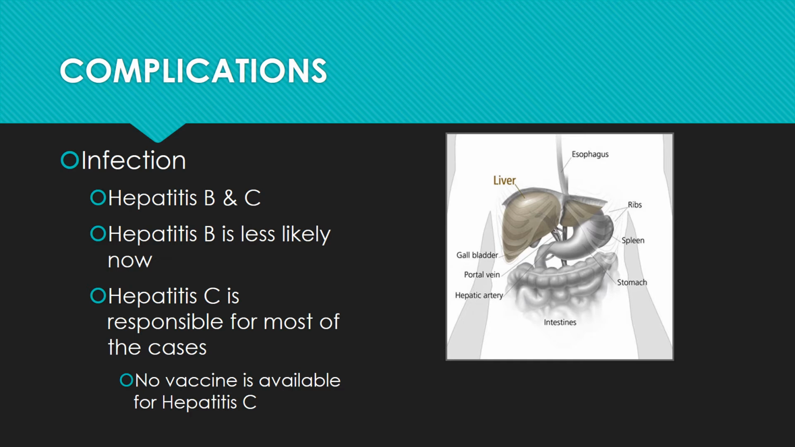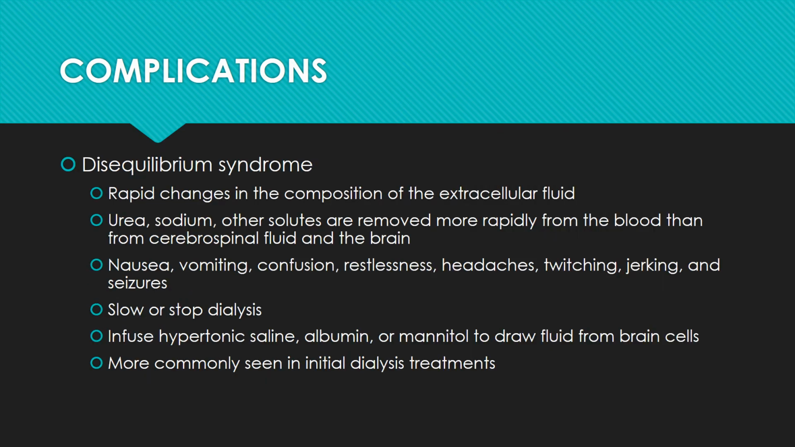Hepatitis B and C, usually that's hepatitis C if that is the case, and at this point there's not a vaccine for hepatitis C. Another big one is disequilibrium syndrome. It's called dialysis disequilibrium syndrome, and you get a rapid change in the composition of extracellular fluid as you're pulling fluids off. They're moving from the vascular space or to the vascular space from the extracellular fluid. So they're moved more rapidly from the blood than from the CSF and the brain. So what you start to get is nausea, vomiting, confusion, restlessness, headaches, twitching, jerking, and seizures.